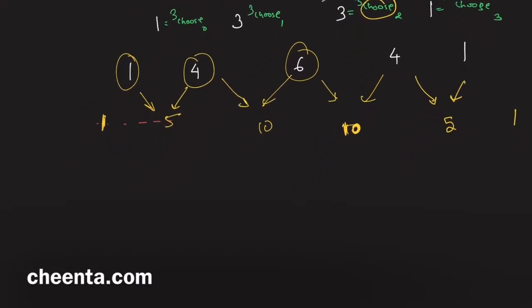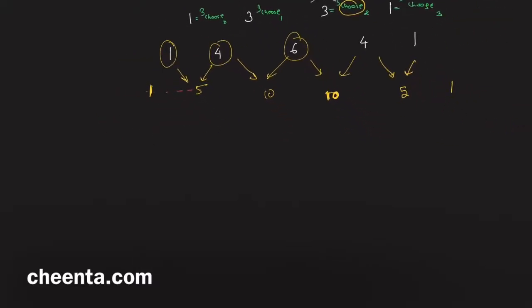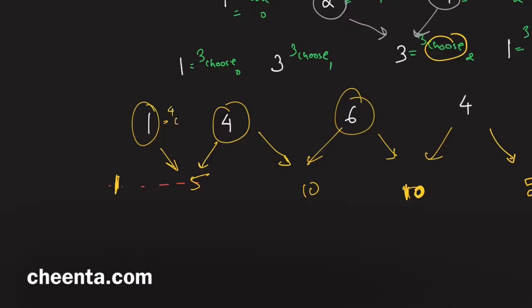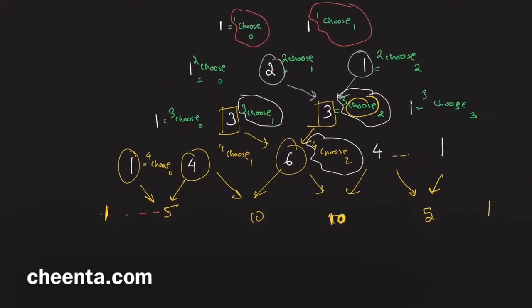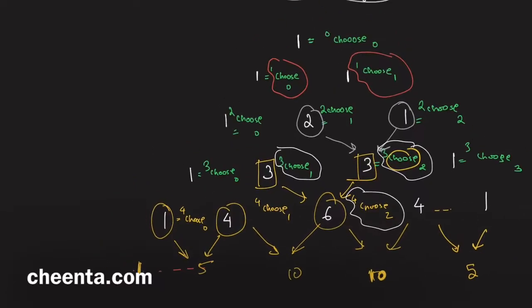Why is this happening? Because this is, after all, 4 choose 0, 4 choose 1, 4 choose 2, and so on. So in some mysterious manner, if you add these two 3's, you get 6. But also, if you add 3 choose 1 and 3 choose 2, you get 4 choose 2. And this is the thing that we wanted to discuss today. This is sometimes known as Pascal's identity, or the identity of Pascal's triangle.